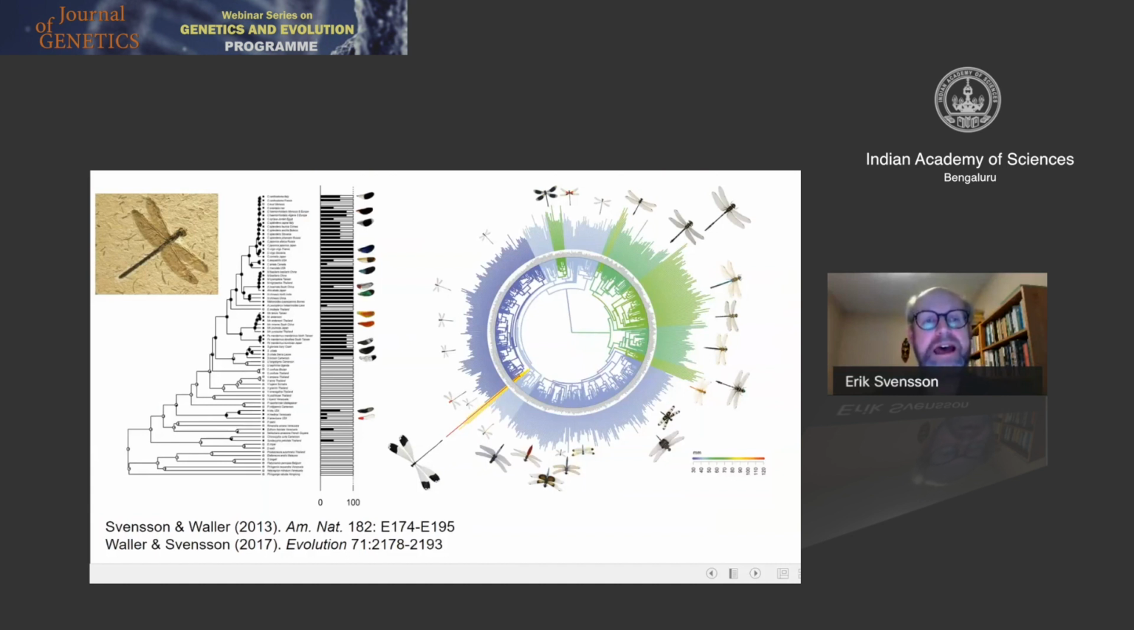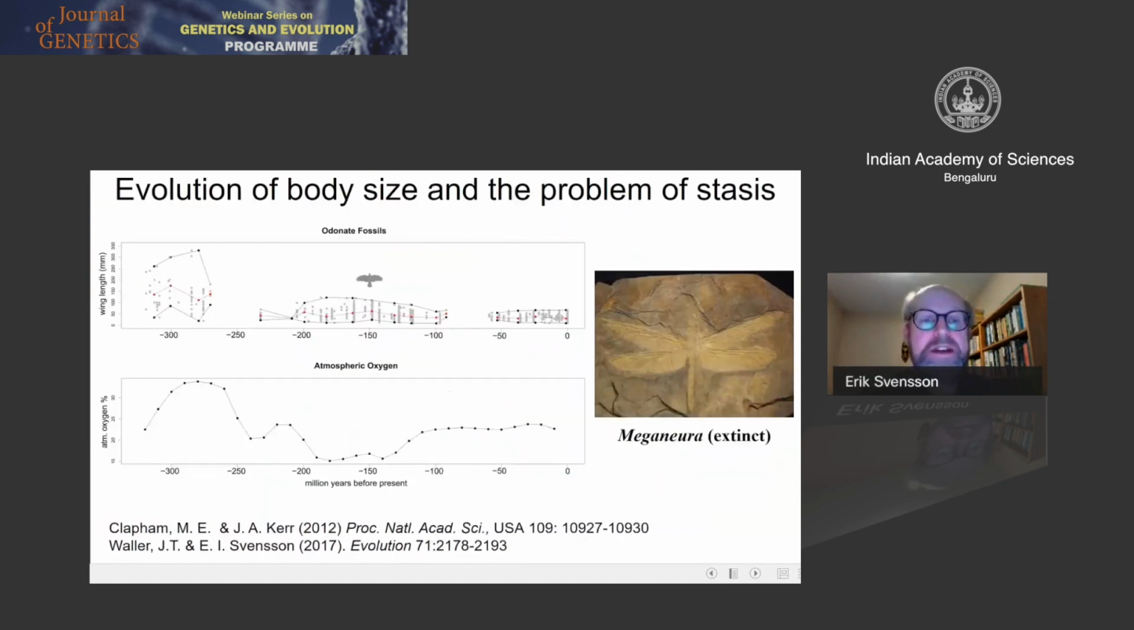For being insects, they also have a very rich fossil history, with quite many fossils preserved, which makes it possible to time calibrate phylogenies and also study the macroevolution of some traits, particularly wing features. And the first problem I would like to address here, where we can incorporate both fossil information and data on extant living odonates, is the evolution of body size and the problem of stasis. In the upper graph, you see fossil data and data on extant dragonflies and damselflies with confidence interval and the mean over evolutionary time, over the last 300 million years.